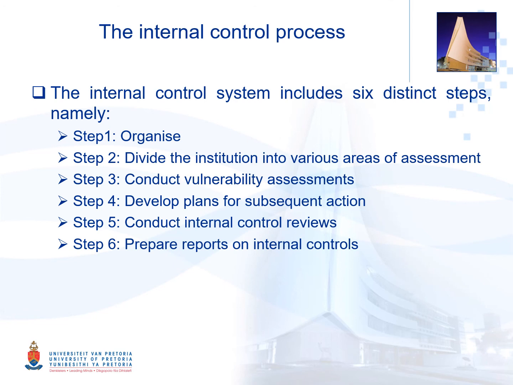And lastly, step 6, prepare report on internal controls. Two types of report are prepared. The first, in which corrective actions are suggested, is submitted to program managers, and the second goes to heads of department, here being the director general.